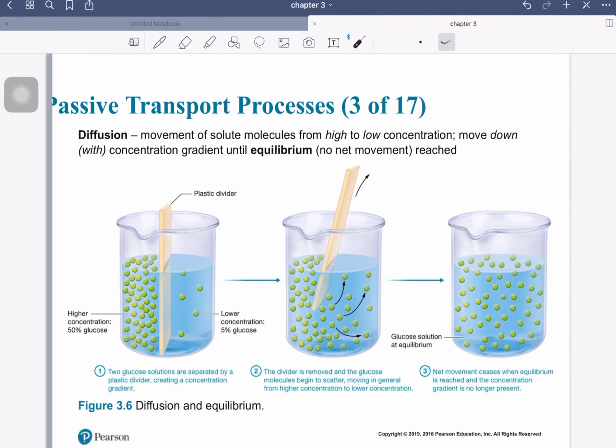And let's talk a bit about that. So here's the example they use. They have a beaker of water. They put a barrier in here.